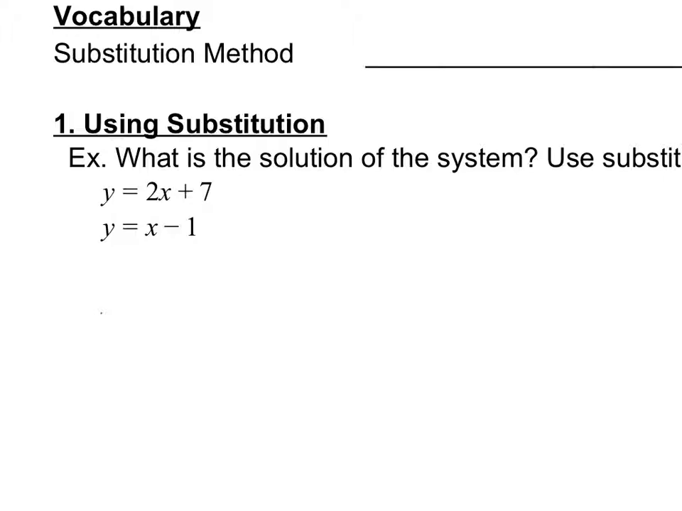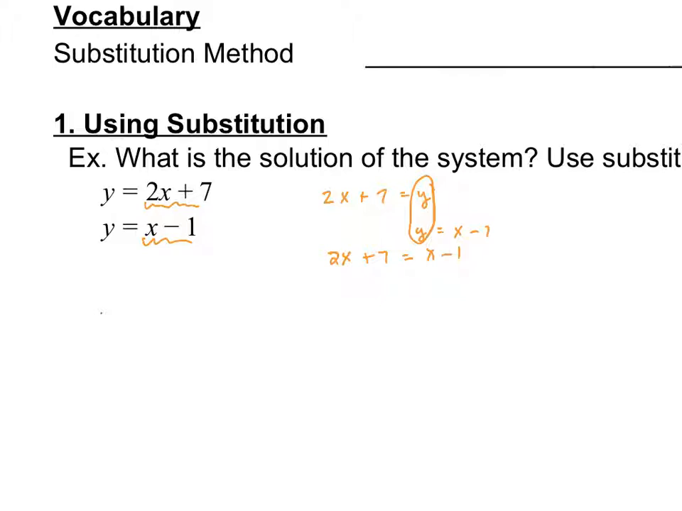Well, there are many ways to look at this. This equals y, and this equals y. So therefore, those two things equal each other. So you could rewrite this as 2x plus 7 equals y, and then of course we know that y equals x minus 1, so really what we have is 2x plus 7 equals y equals x minus 1. So that's a way to think about it.